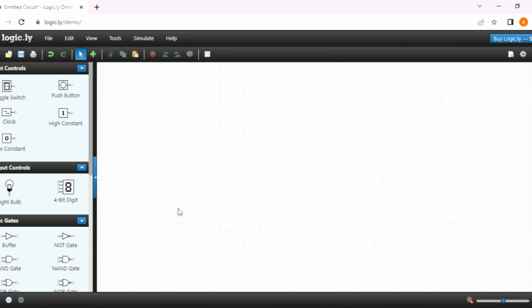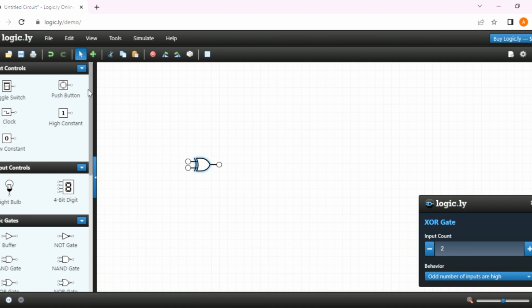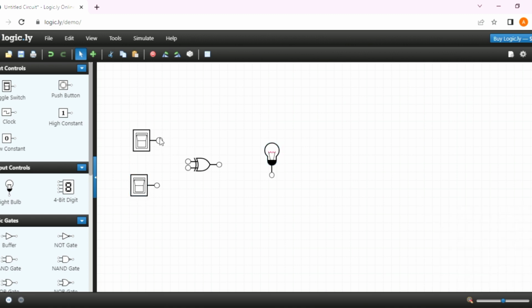Next, we are going to see the XOR gate. In the XOR gate, there are two inputs and one output. The expression of the XOR gate is A bar B plus A B bar. For easier understanding, when both the inputs are the same, the output is 0. When one of the inputs is different, the output is 1.